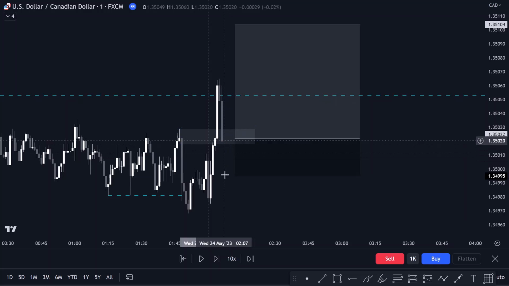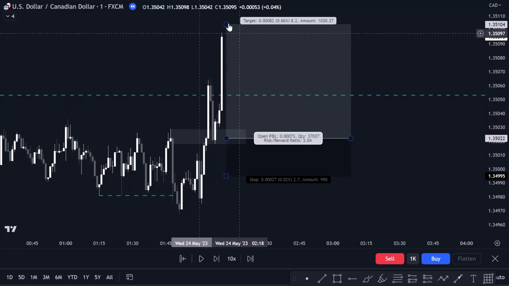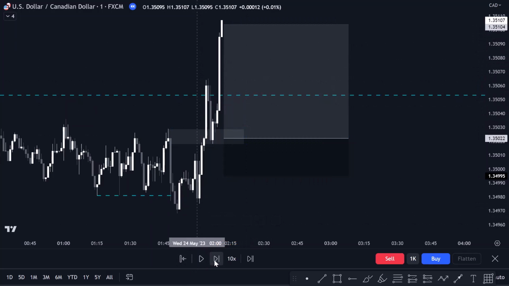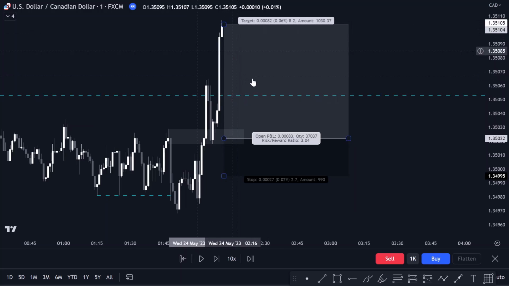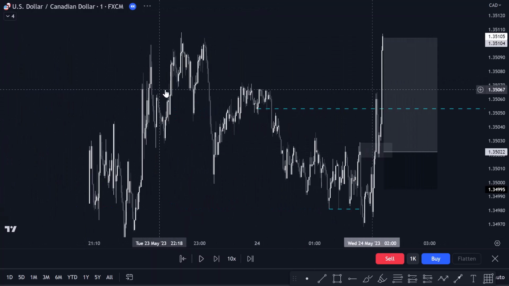So now we are in the trade, and price reacts from the breaker, and in almost 1 minute, or I don't know, 2 minutes, 3 minutes, we are out of the trade. 3 to 1, if you're risking 1%, that's 3% gain in your trade.